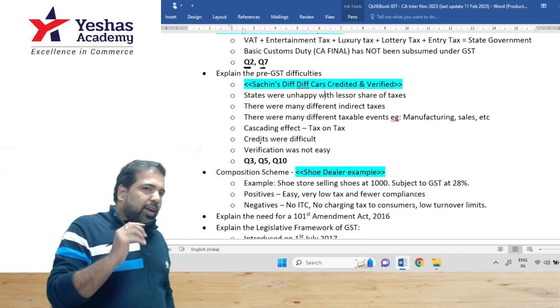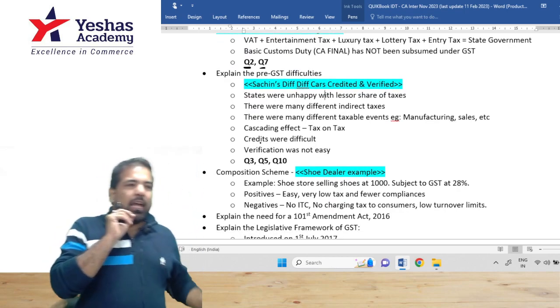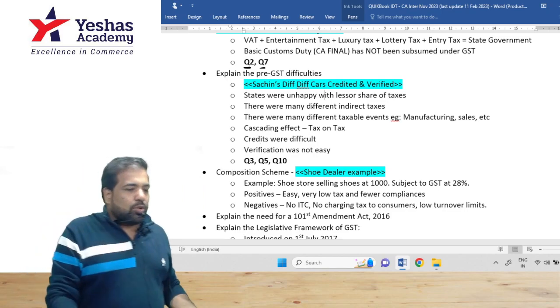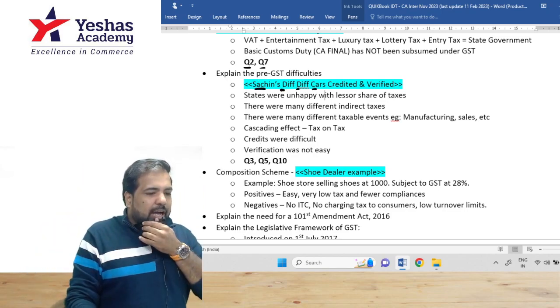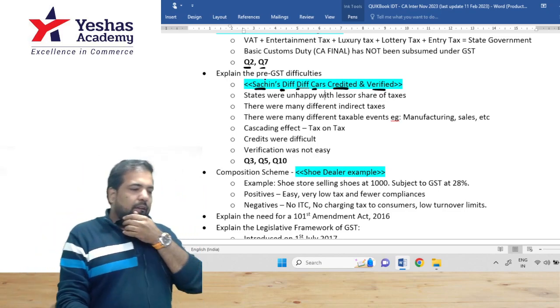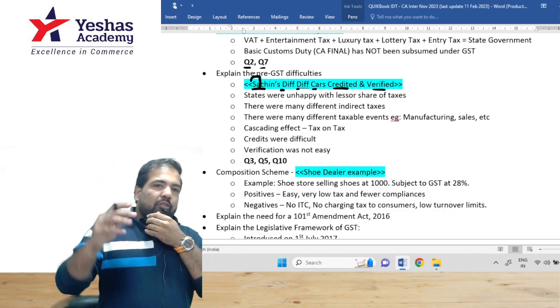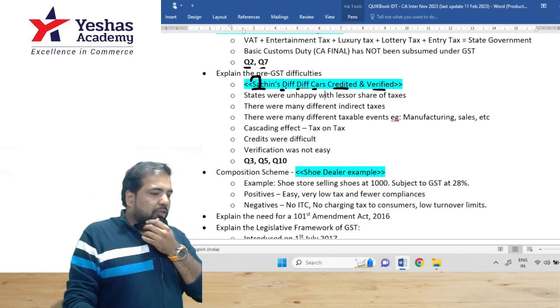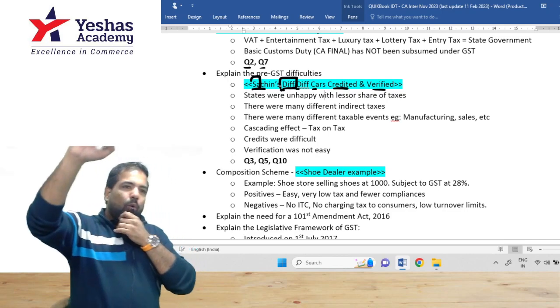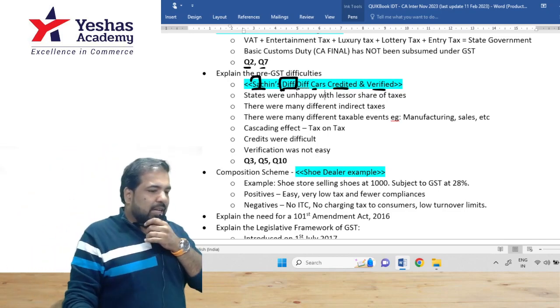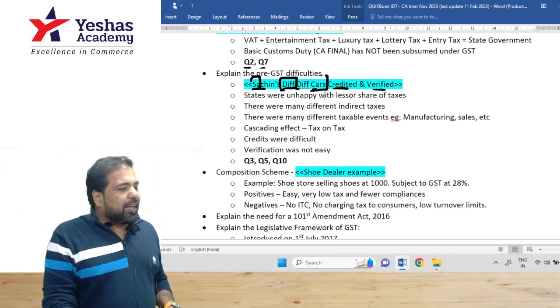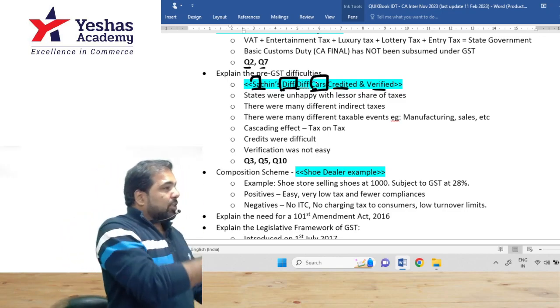Next, guys, were there difficulties before GST? Yes, and that's the reason we changed it. Different taxes now have only one. States now get a fair share of taxes. Different taxable events earlier had a cascading effect, guys.